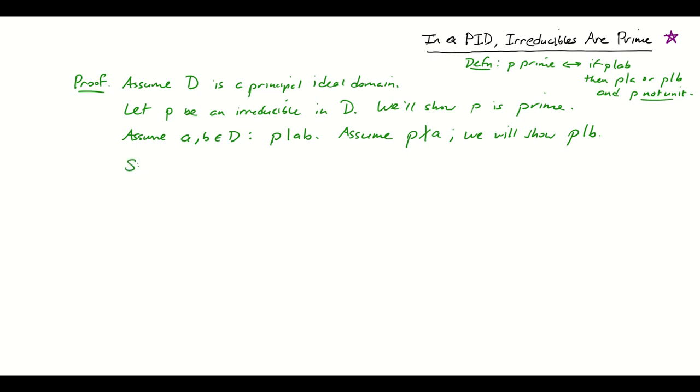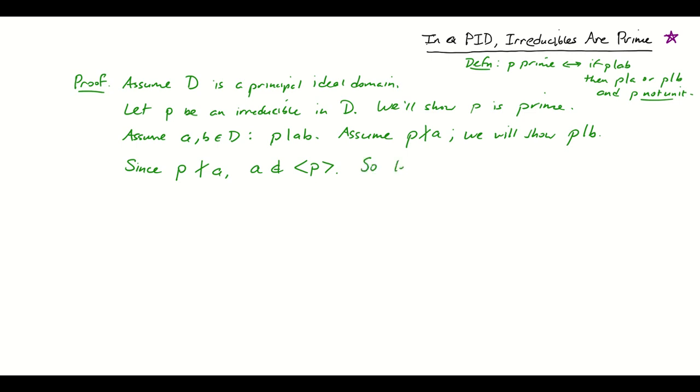All right, so since P doesn't divide A, and this is where the proof starts to diverge a little bit from what we do in number theory, because we haven't built any machinery around GCDs here. We could, but we're not going to right now. Since P doesn't divide A, that means A is not a member of the ideal generated by P. That's going to be key here. So A does not belong to the ideal generated by P.